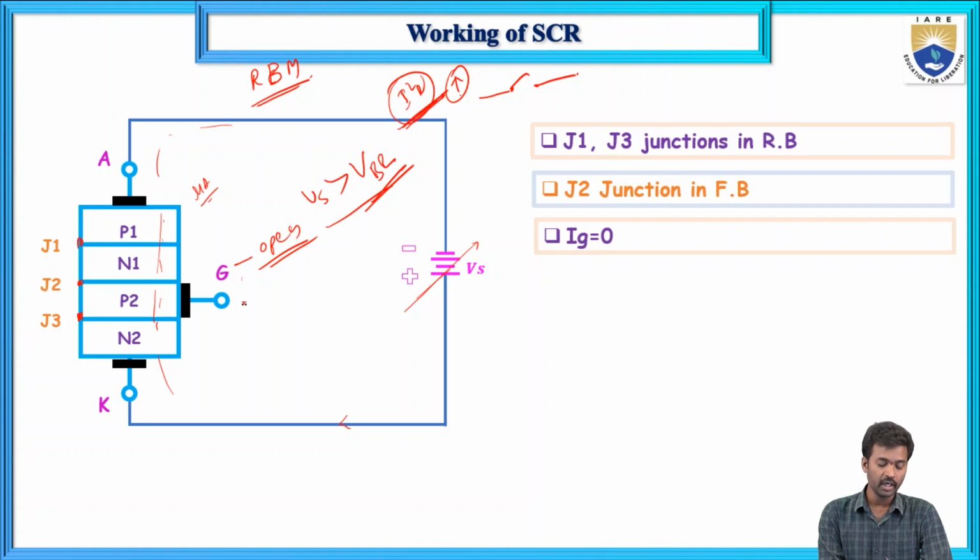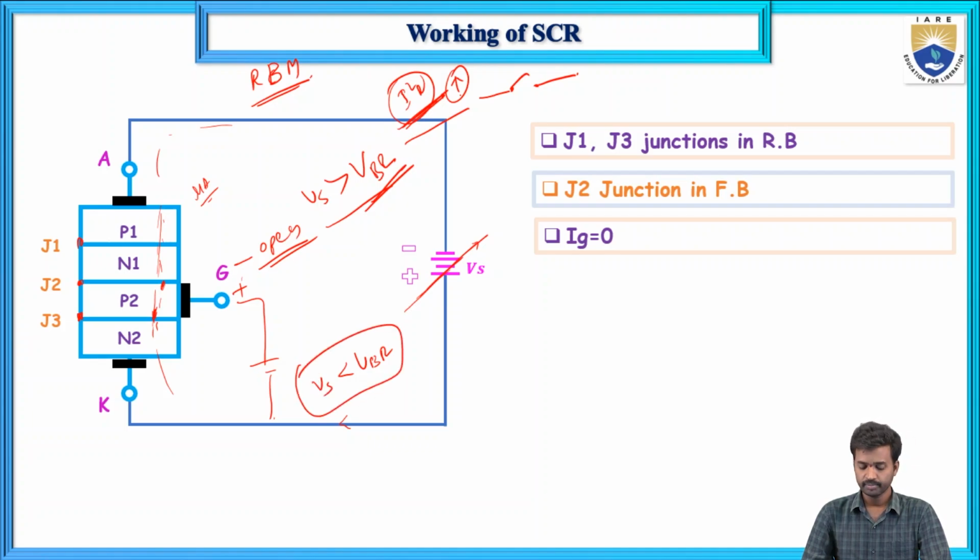Now the next case. In the reverse blocking mode, never apply a positive gate pulse to the gate. If you give a positive gate pulse to the gate, what will happen? This junction, J3, is forward biased, which means current will flow. This current adds to the leakage current and a huge amount of current flows in the thyristor. That huge current gives power dissipation and the temperature rises, and the power SCR may be damaged. Another thing is that we must always ensure that the supply voltage is less than the reverse breakdown voltage.